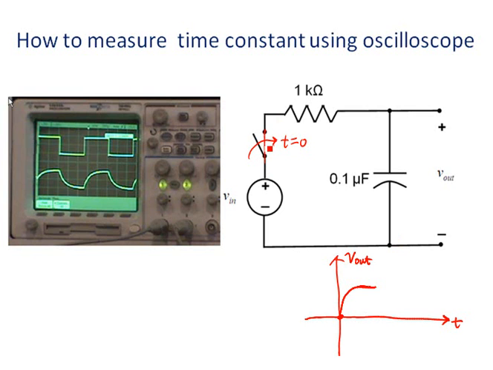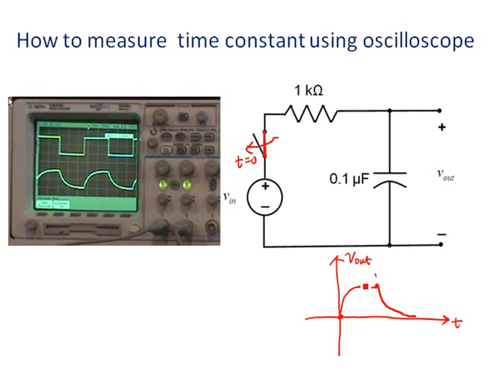Assume that the switch has been closed for a long time. At time 0 it is opened. When we look at the capacitor voltage, it started from the maximum voltage and goes down to 0. That is the natural response of the circuit.